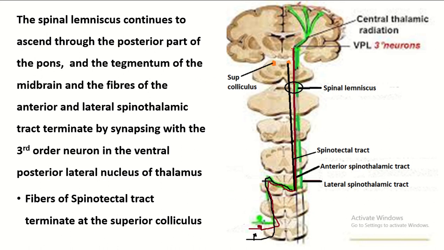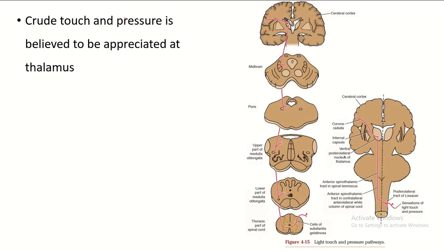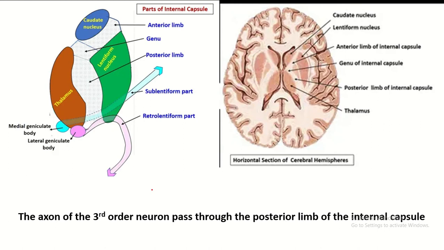The location of the third order neuron is within the thalamus. Crude touch and pressure are believed to be appreciated at the thalamus. So this is the thalamus. Then the axon of the third order neuron passes through the posterior limb of the internal capsule. So what is the internal capsule?